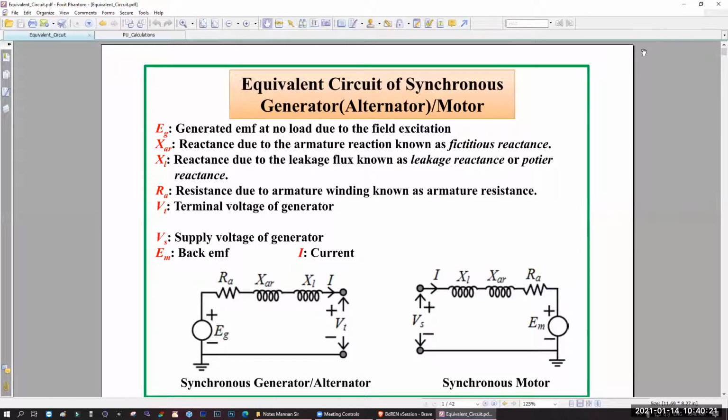So what we have to do is simplify, or equify, a big circuit into a smaller one. That's why this is called an equivalent circuit. That means this is a simplification. Otherwise, we won't be able to analyze the circuit, okay?